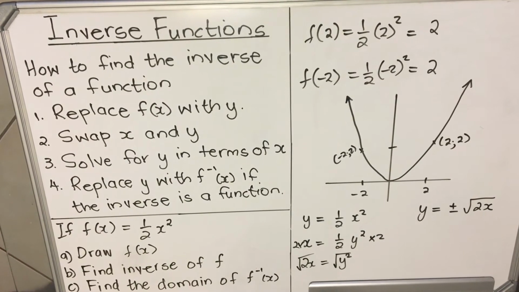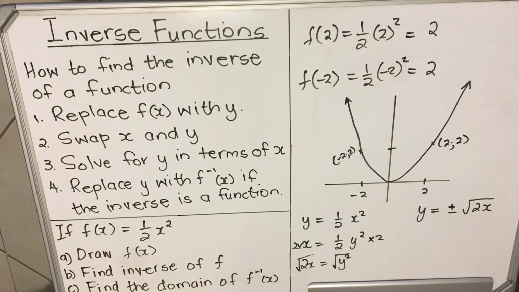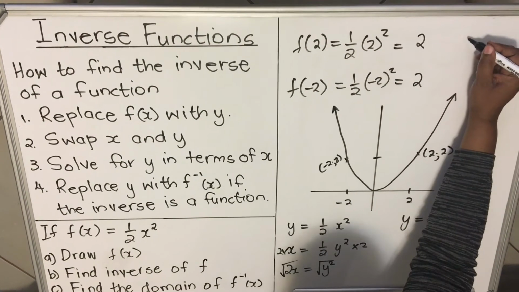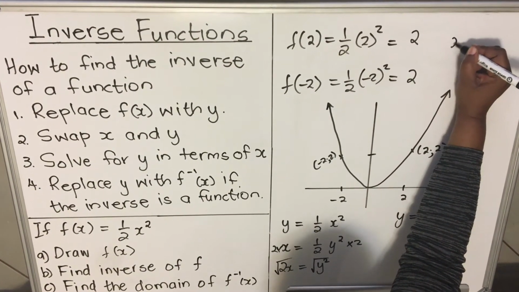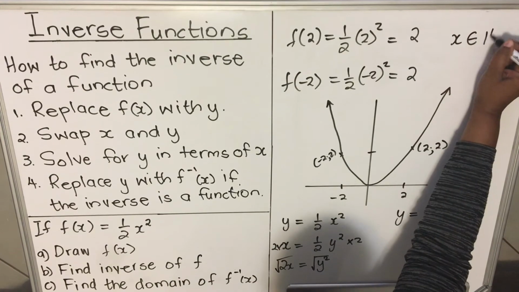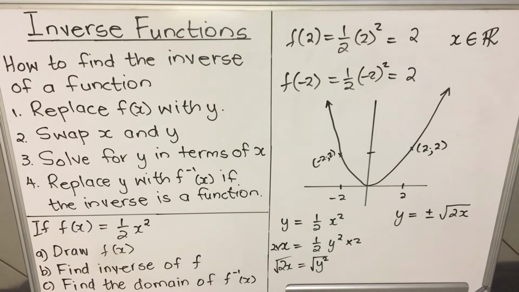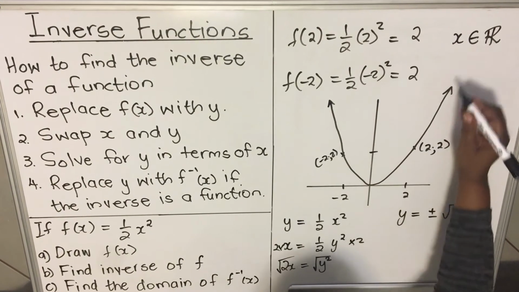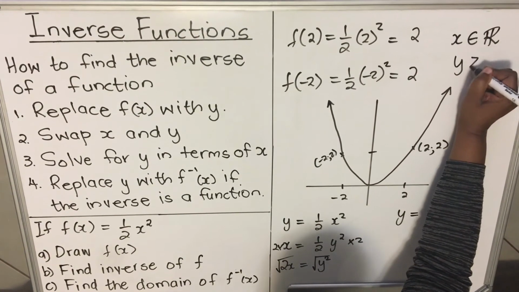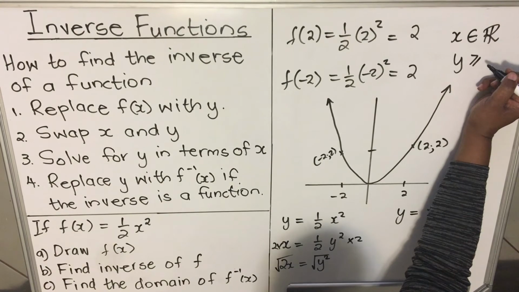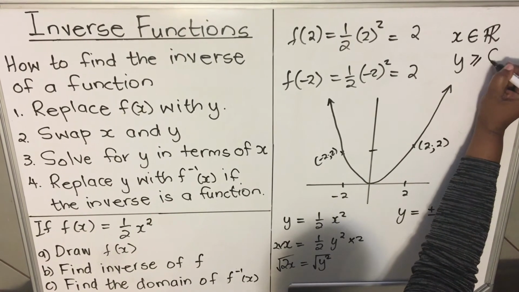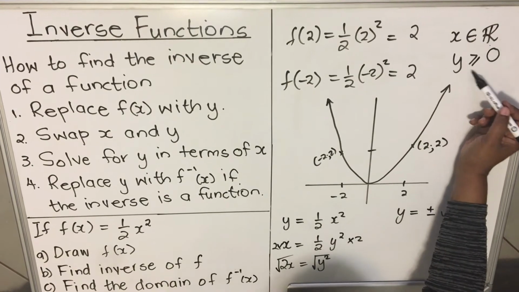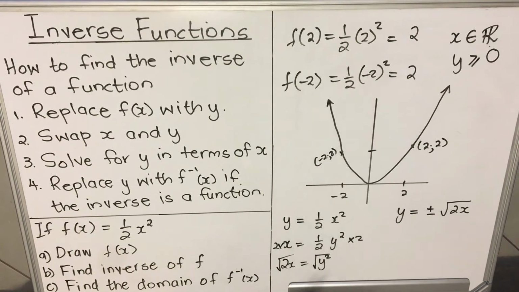So it means your domain becomes your range, and your range becomes your domain. So I need to write the original one. For the original one, the domain is x, an element of all real numbers. That's my domain. And my range, because it's a hyperbola, is y is greater or equal to the y-coordinate of the turning point, which is 0 in this question. This is my domain, this is my range for this graph.